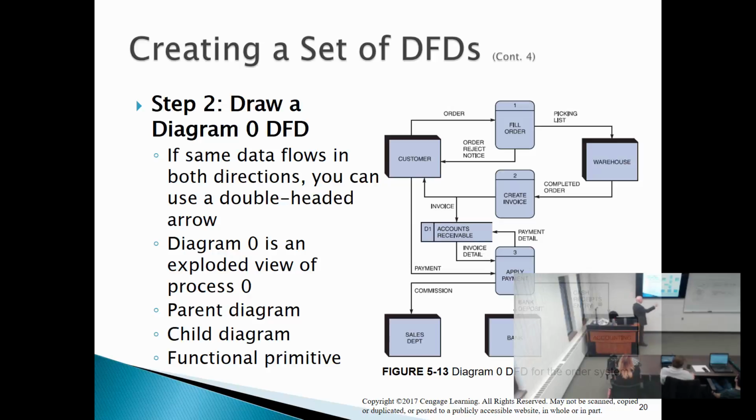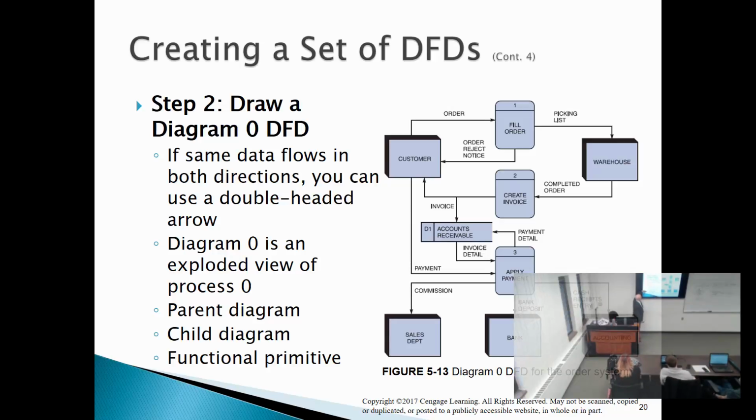Now, what do we call this process? We call this process creating exploded views. So, level 0 diagram explodes into this first level diagram. How do we know it's the first level? Because it's labeled 1, 2, and 3 with no periods.